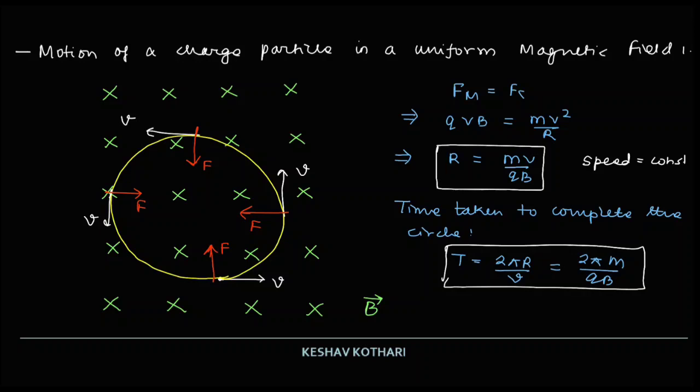If we calculate the frequency of revolution, this frequency of revolution is regarded as the cyclotron frequency. This frequency of revolution, represented as f or nu, which is equal to 1 by T, is regarded as the cyclotron frequency, which is equal to qB by 2 pi m.